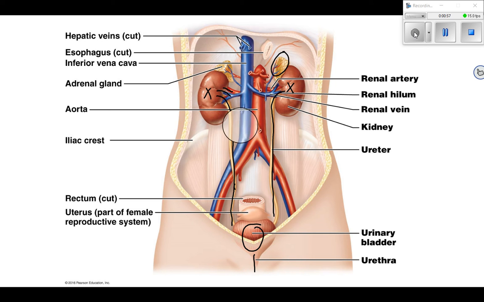You can remember the functions of the urinary system by thinking about what a wastewater treatment plant does. It basically takes everything bad out of the water. It's going to get rid of waste products, and that's what the urinary system does. It's also going to balance ions to maintain the correct pH, which is really important for staying alive.